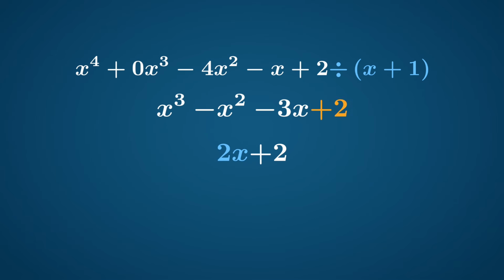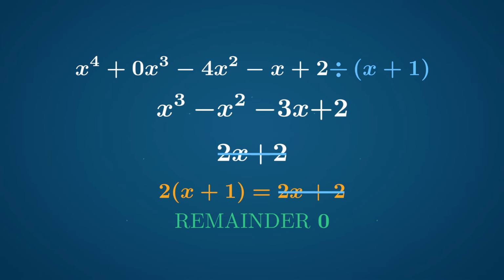2x divided by x gives 2, the final term of the quotient. 2 times x plus 1 is 2x plus 2, which matches the line. The remainder is 0, so x plus 1 divides the quartic cleanly.